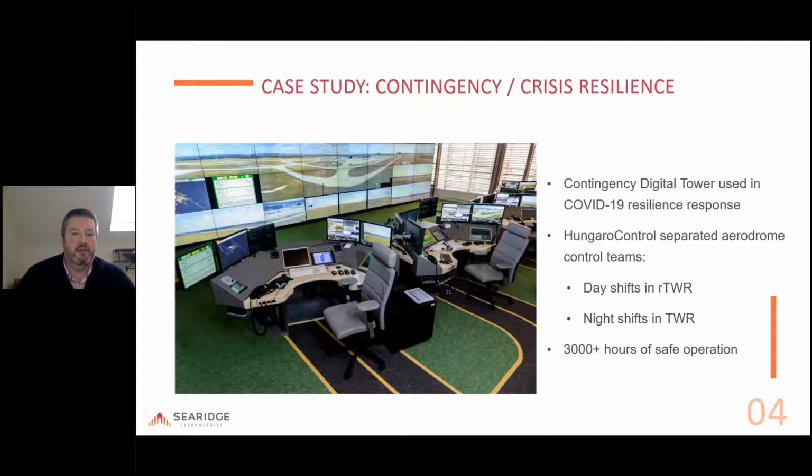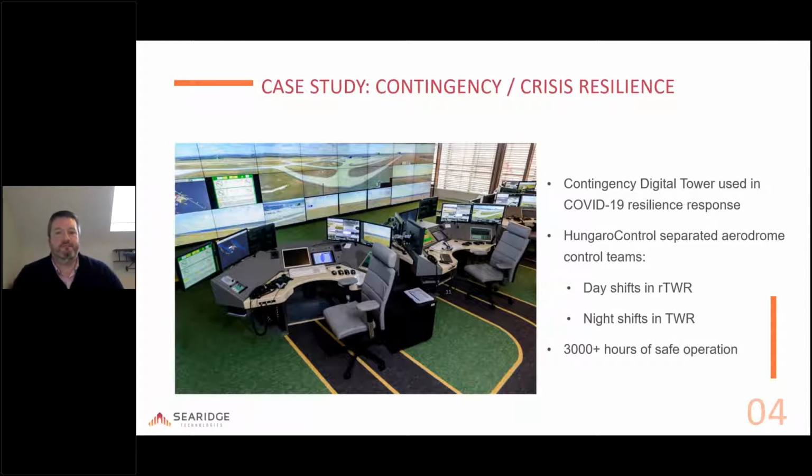What Hungaro Control did with the remote tower system, the digital tower system, was separate two teams, a day shift team and a night shift team. The day shift operated from the digital tower, and the night shift operated from the traditional tower. They ran over 3,000 hours of safe operation during 2020 with this approach, and it's still in use for this situation. This was never a use case considered, I guess, by most ANSPs. However, having that contingency facility has enabled Hungaro Control to maintain a safe, efficient operation, and of course build up the operational experience and use of that system.